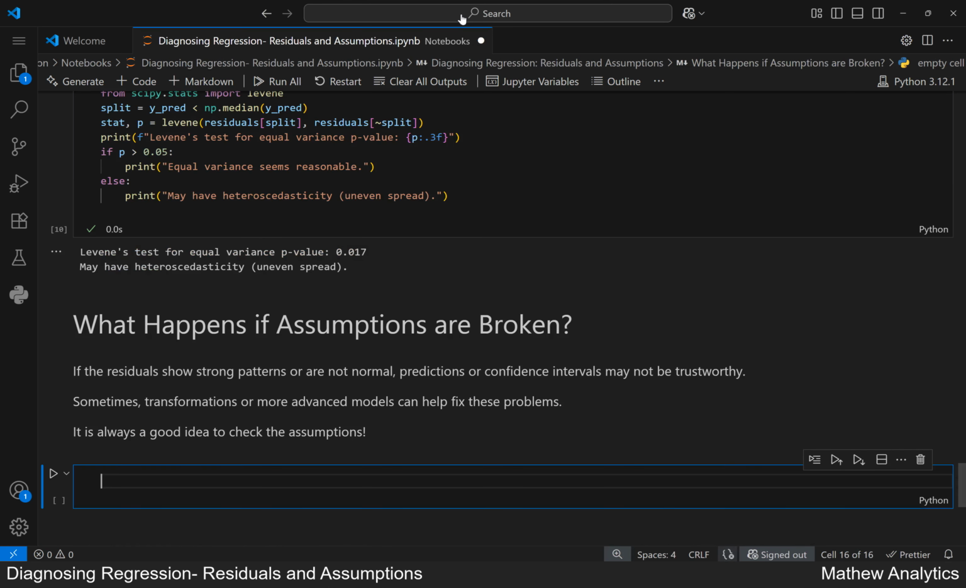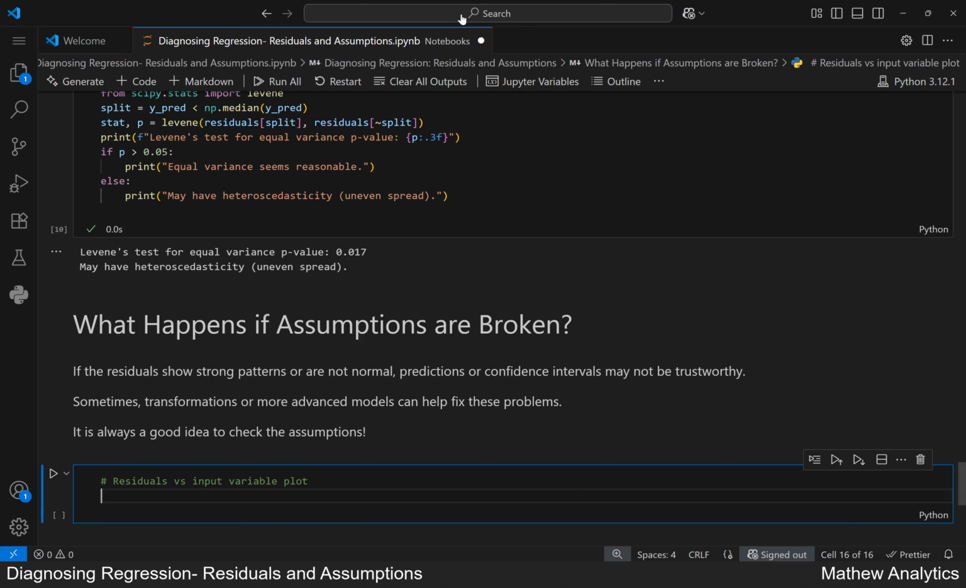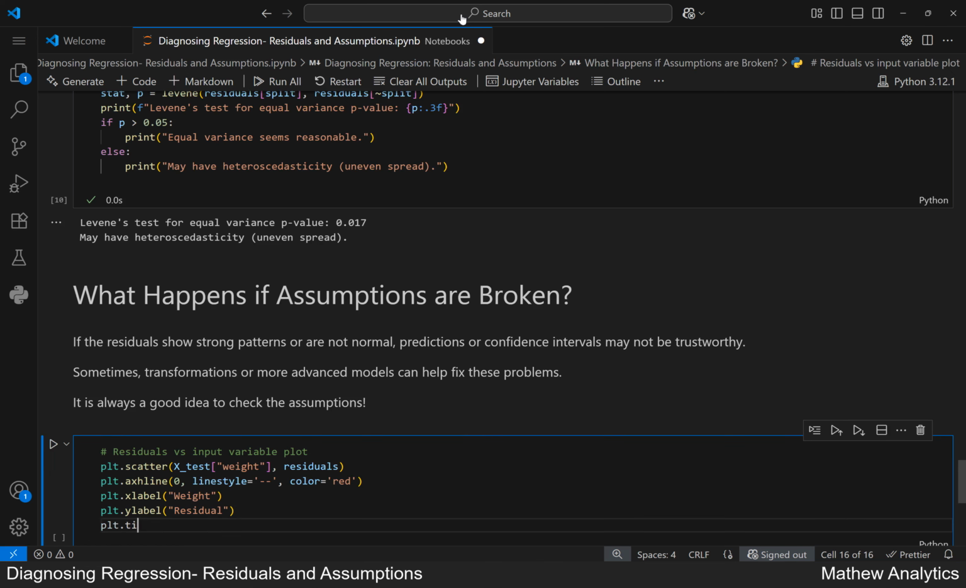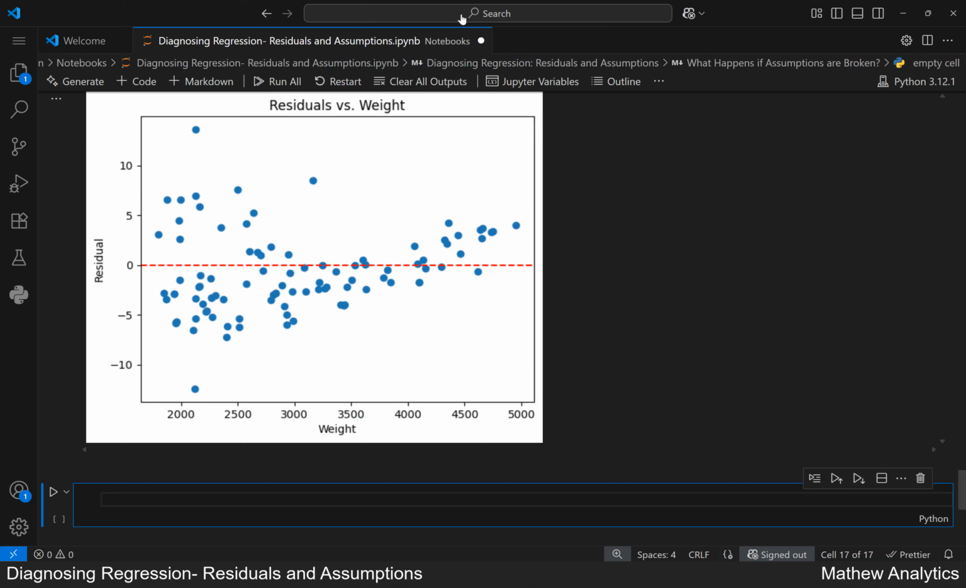Let us check for patterns in residuals against the original input variable. Here, we are plotting residuals on the y-axis and weight on the x-axis. We want to make sure the spread is random, not forming curves or funnel shapes. Our red line helps us check the 0 level. We label and show the plot as always. Running the cell now. Practice, try this plot with a different variable as x-axis.